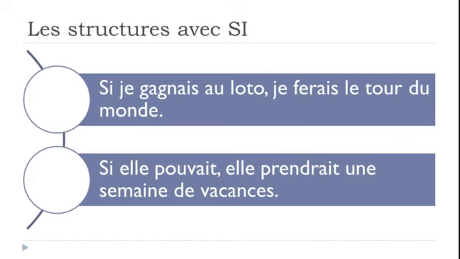This is normally the tricky construction, because in many cases students will start with si, and then, as is the case in many languages, they would put the conditionnel présent first, followed by the conditionnel présent. But no, in French, keep in mind that after si, you put the imparfait form, je gagnais, elle pouvait, and after that you put the conditionnel présent, je ferais, elle prendrait.